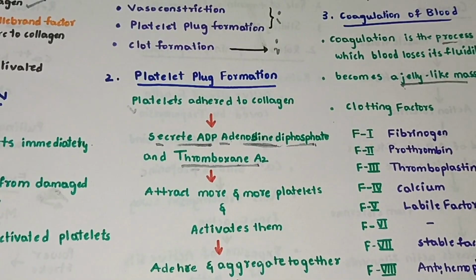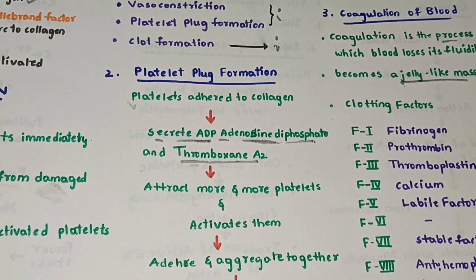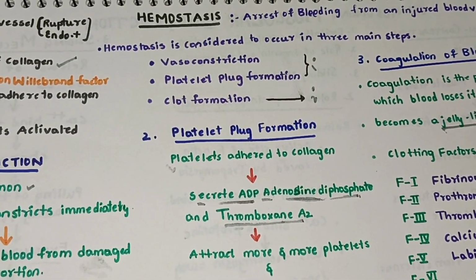So the coagulation of blood takes place by clotting factors. What is coagulation? Coagulation is the process by which blood loses its fluidity and becomes a jelly-like mass known as clot by 13 clotting factors. Yes, this is the complete discussion of hemostasis.